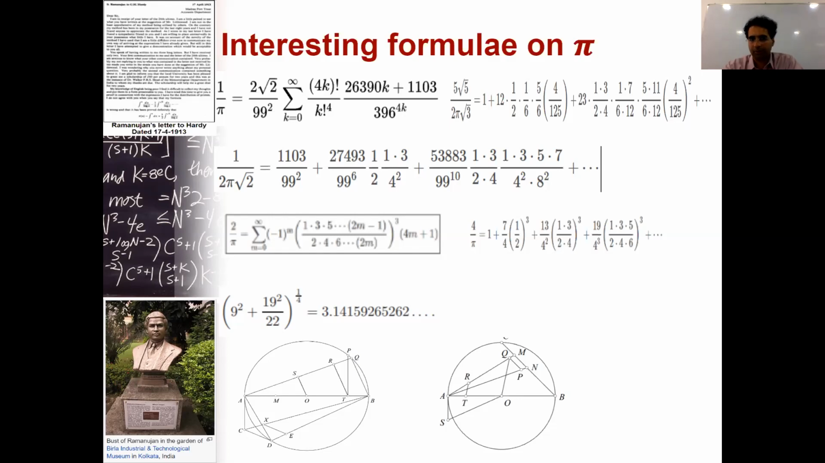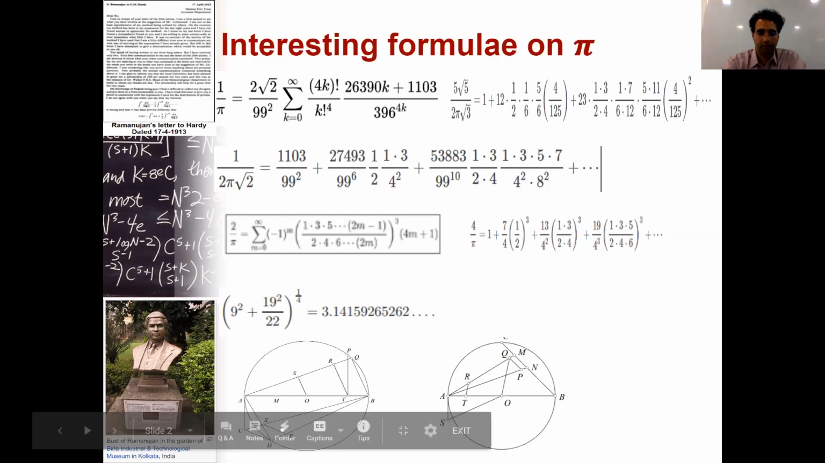This specific slide is just to show you the kind of formulae that Ramanujan came up with for pi. On the top left, you see the letter that Ramanujan wrote to Hardy in early 1913 when he introduced himself and gave an overview of his work, and then attached a few of his results so that Hardy could get interested in Ramanujan's work. And at the bottom, you see a bust of Ramanujan in Kolkata. So okay, we move further.